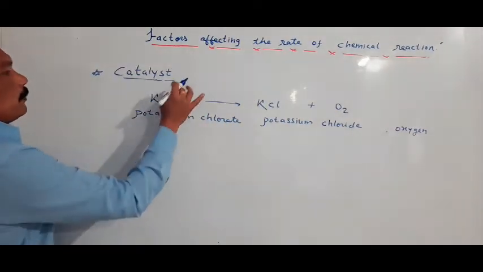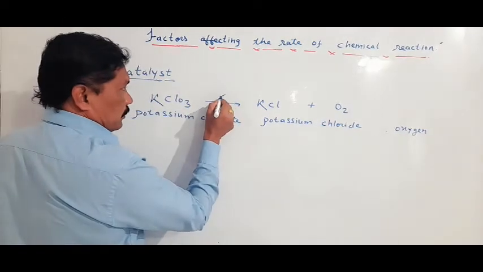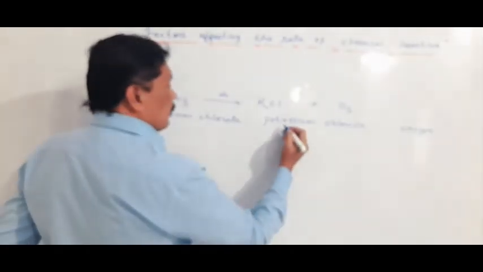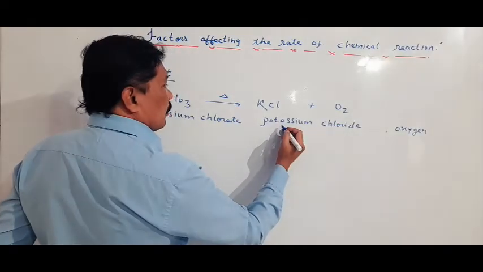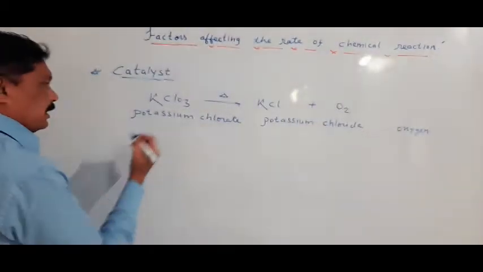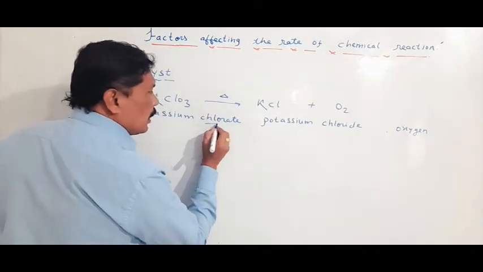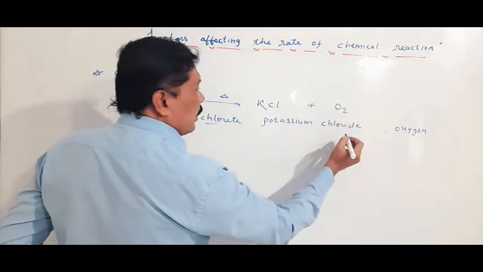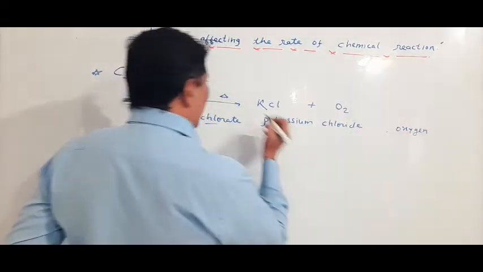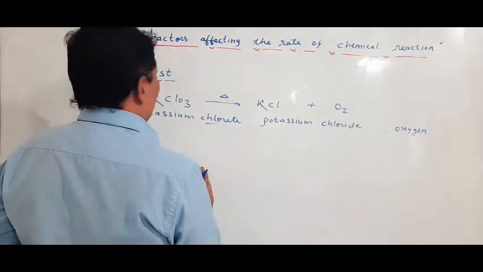On heating potassium chlorate, we get potassium chloride and oxygen. My dear student, when we heat potassium chlorate, we get potassium chloride and oxygen. Now we will balance the reaction.